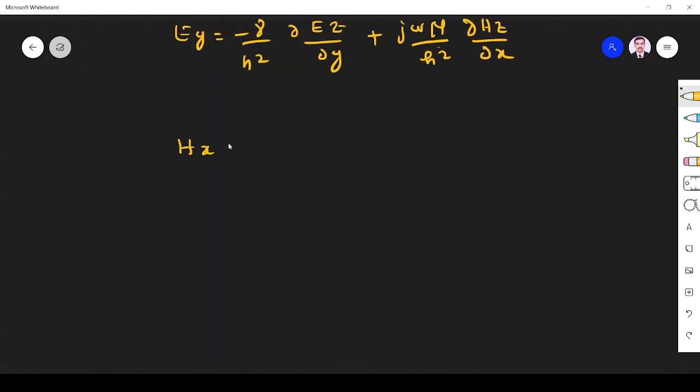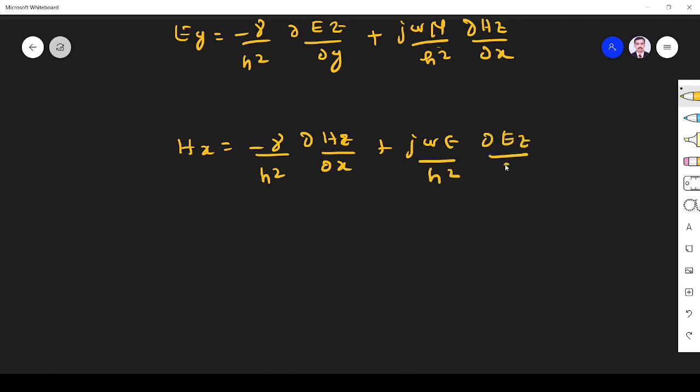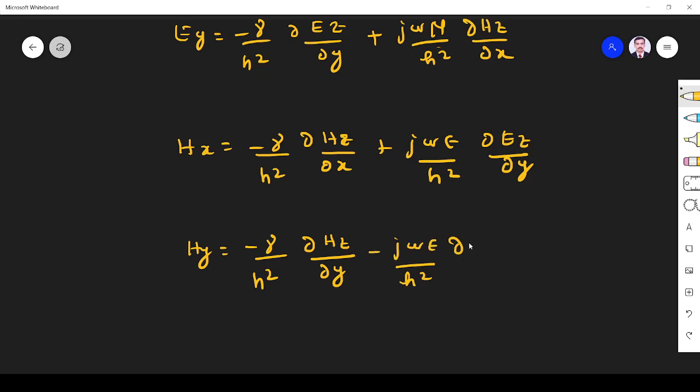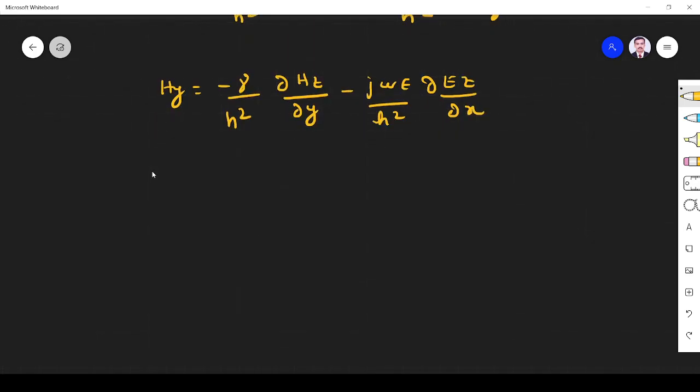Similarly, for the magnetic field, Hx along x direction is gamma by h square, dou Hz by dou x, plus j omega epsilon by h square, dou Ez by dou y. Similarly, Hy is equal to gamma by h square, dou Hz by dou y, minus j omega epsilon by h square, dou Ez by dou x. So these are all things we must know.